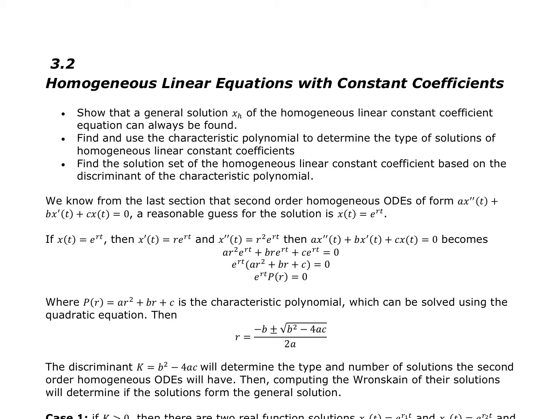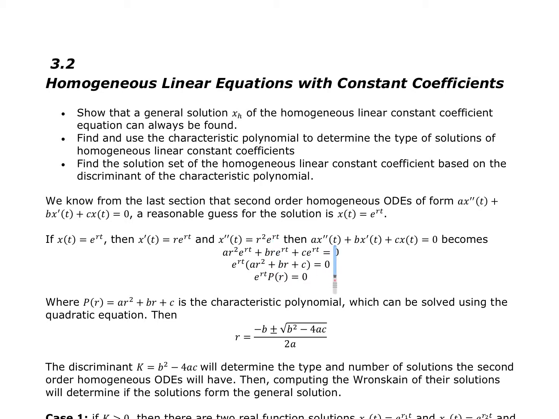So we know from our last section that second order homogeneous ordinary differential equations will have the form a x double prime of t plus b x prime of t plus c x of t is equal to 0. And it's always a reasonable guess to say the solution is x of t is equal to e raised to the rt. If x of t equals e raised to the rt, then its first derivative is going to be r e raised to the rt, and its second derivative is going to be r squared e raised to the rt.